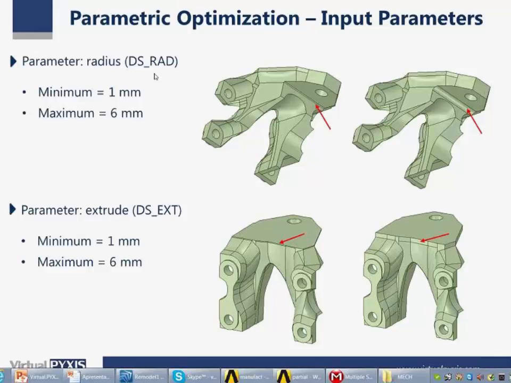So in this case, the parameters have a maximum and minimum. For example, minimum and maximum are 1 and 6 for the radius. And here you see the two situations. My design supports these two conditions, and also the extrude. Here 1 millimeter is almost the same level as this surface, and with 6 millimeters here it is much higher, and let's see what happens.